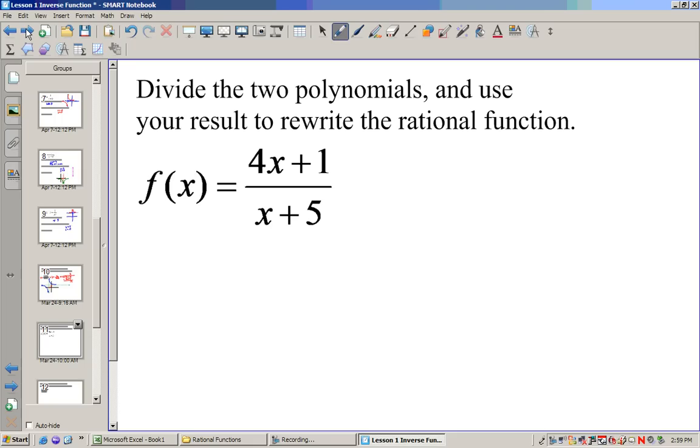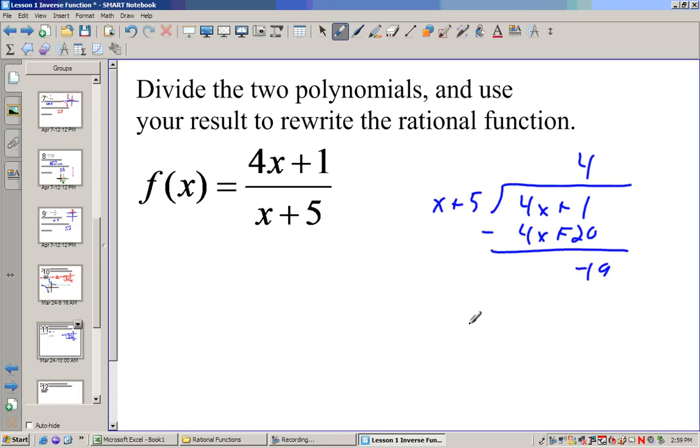All right, now try this and see if you can do this one on your own. All right, hopefully you're done. If we put x plus 5 into 4x plus 1, that would go in 4 times. So this would be y equals 4 plus, that is a minus 19. So 4 minus 19 over x plus 5.